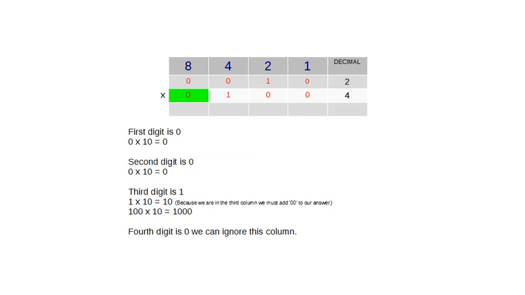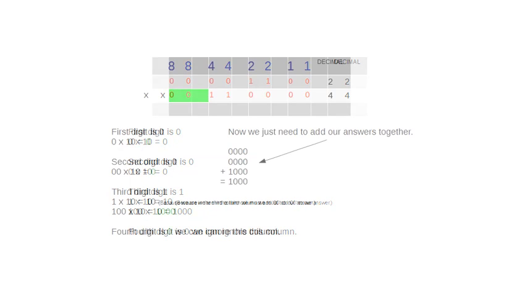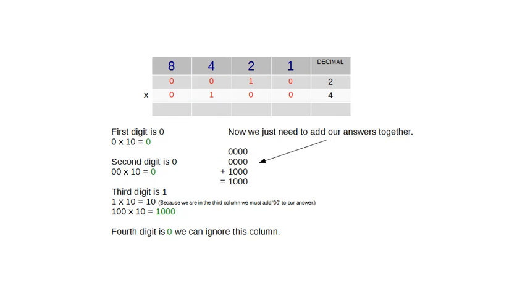and 1000 in binary is 8, and we can leave the last column. We add all of our answers together, so we add 0 plus 0 plus 8 and we get our answer 8. So we know 4 times 2 in binary is 1000.